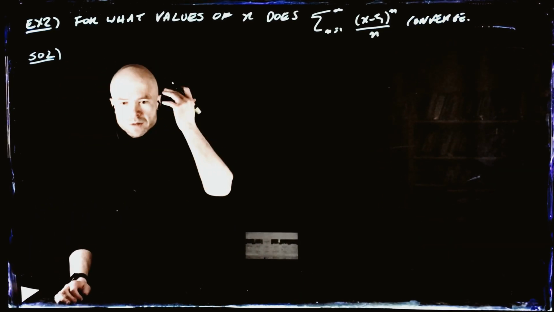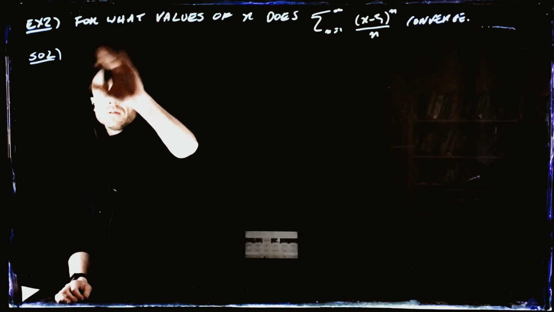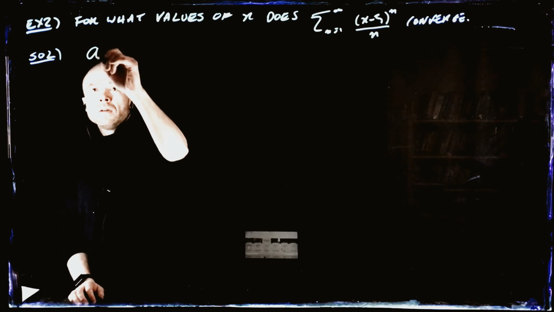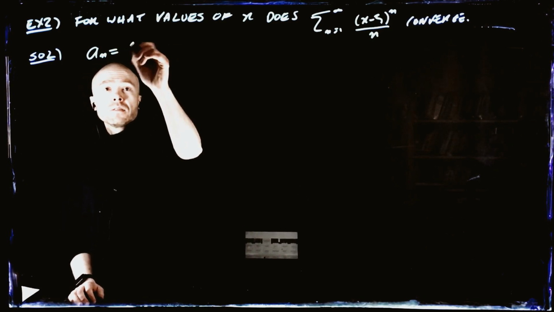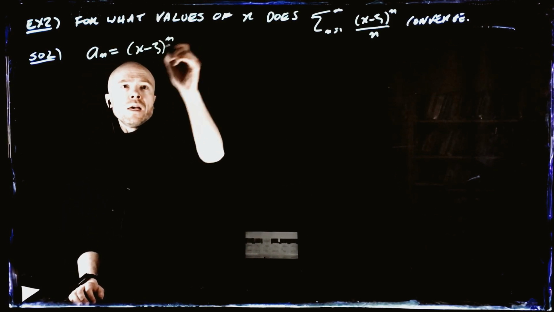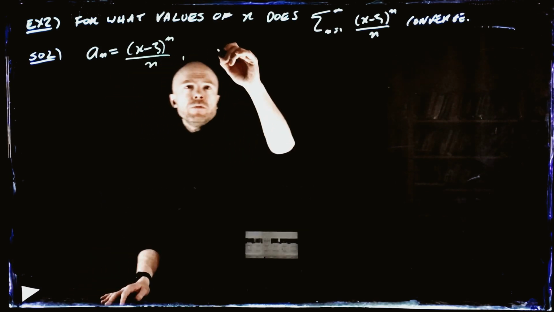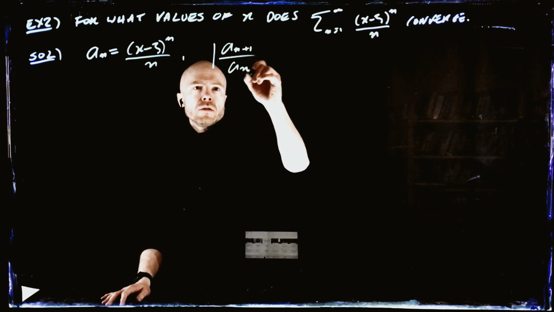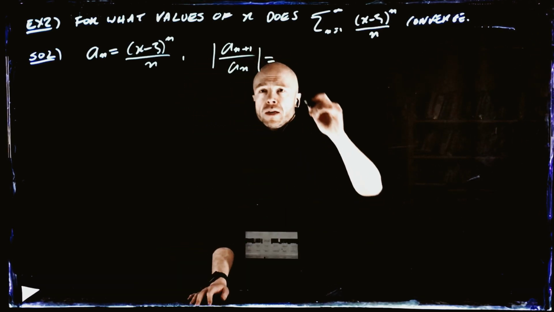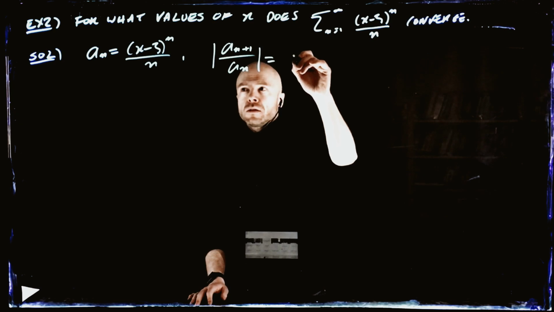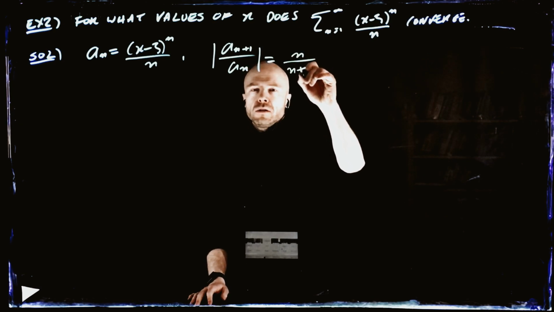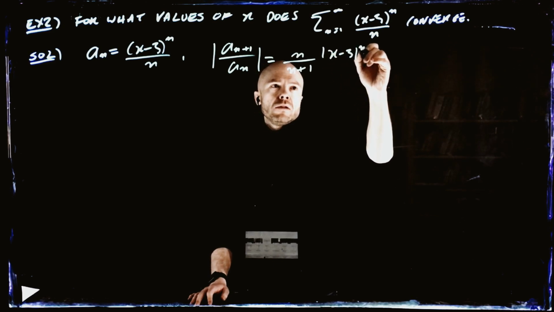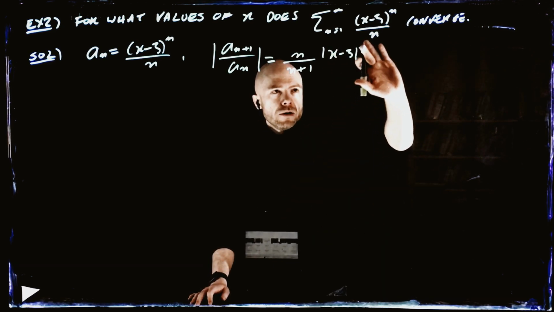All right, so we do the same procedure. We're going to take x to be fixed, so we just think of this as some fixed number, and then we let a_n be these things, (x minus 3)^n over n, and then we take absolute value. And what do we get? We are going to get n over n plus 1, and then there's the absolute value of x minus 3 to the power 1.